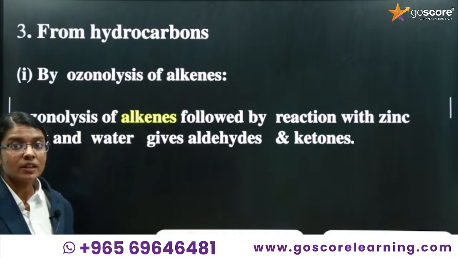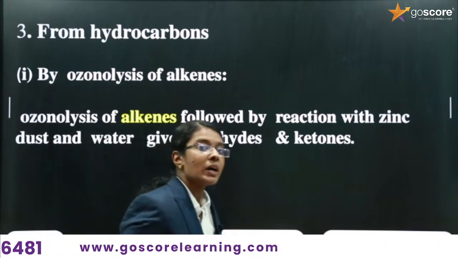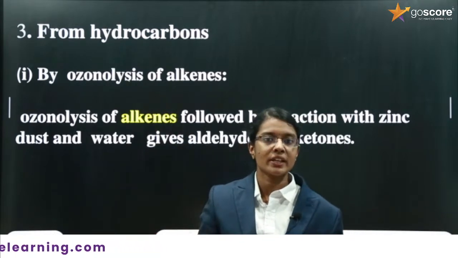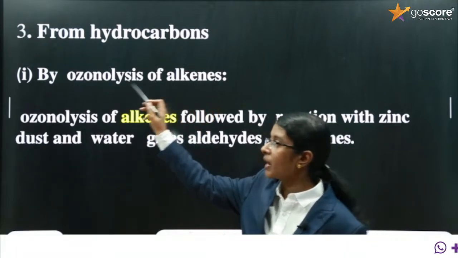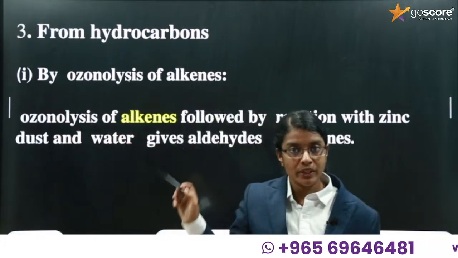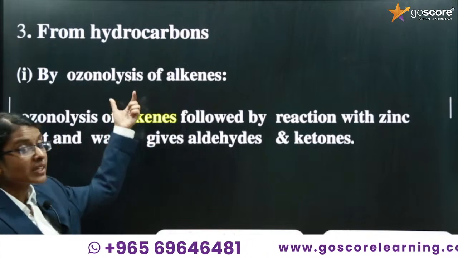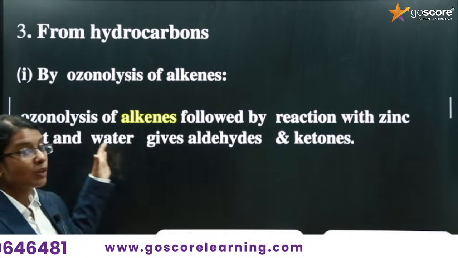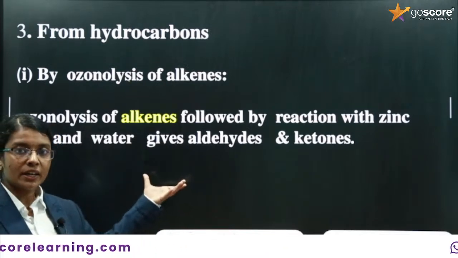Okay, the next one is from hydrocarbon. So from hydrocarbon, there are two methods. The first method is by ozonolysis of alkene. What do you mean by lysis? Lysis means breaking or cleavage. Cleavage of the double bond by using ozone is called ozonolysis. So ozonolysis of alkene, followed by a reaction with zinc dust in water, gives aldehyde and ketone.